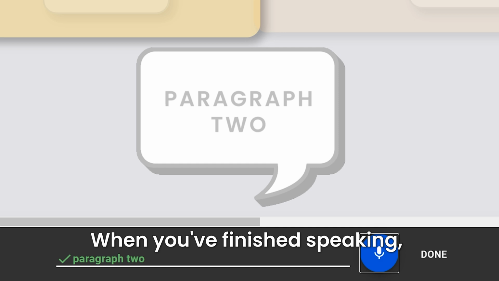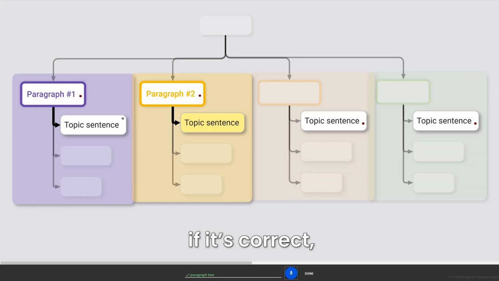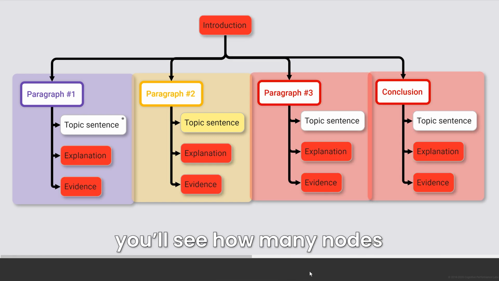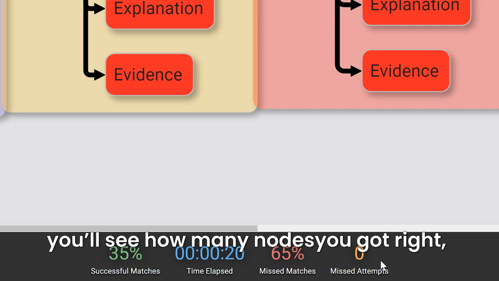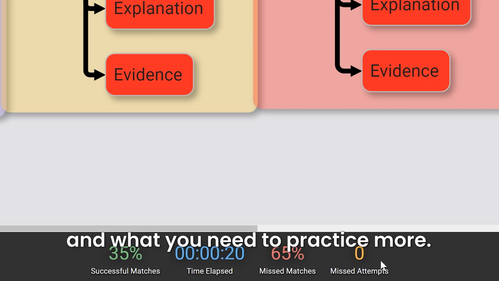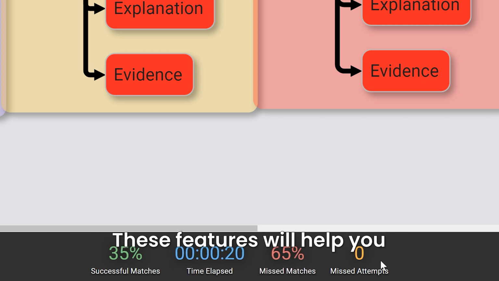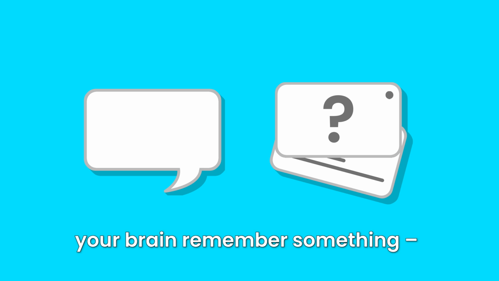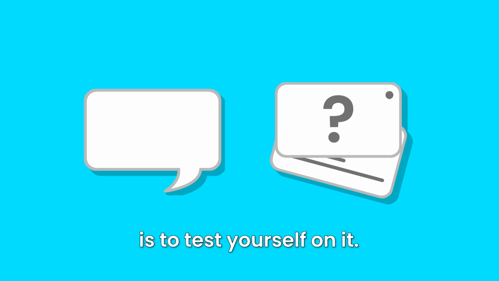When you're finished speaking, wait a second. If it's correct, it will automatically show up on the screen. When you can't remember any more topics, click Done. You'll see how many nodes you got right, how fast you were, and what you need to practice more. These features will help you easily remember information in your exams, because the best way to help your brain remember something is to test yourself on it.